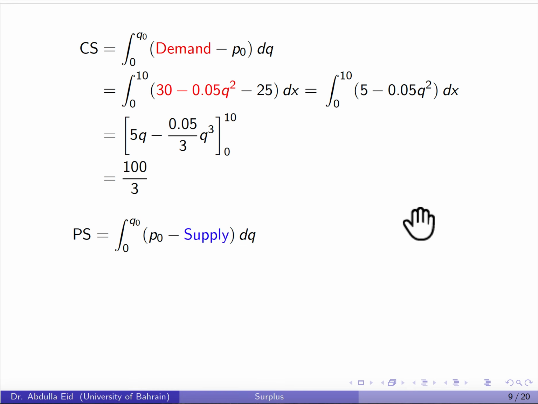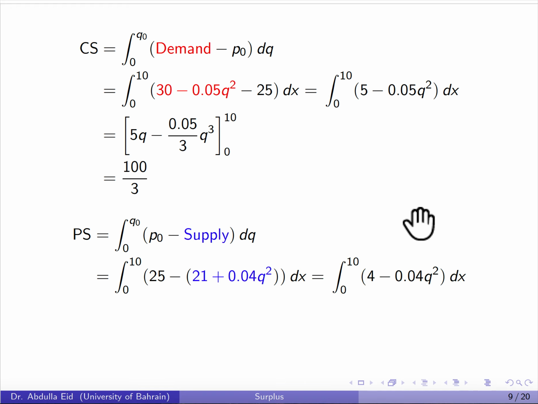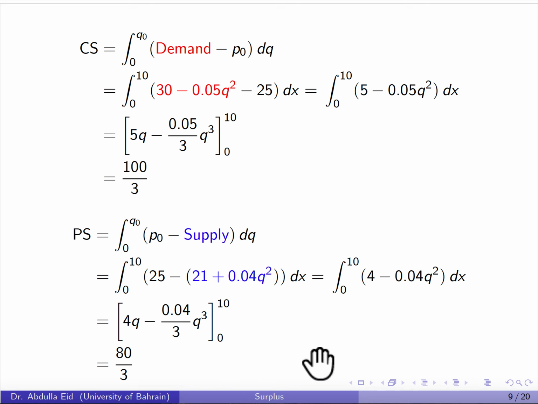We do the same thing for the producer surplus, which uses the same integral. If we simplify it, we get this one. If we do the integration again, the integral of 4 is 4q, and the integral of a q squared is a q to the power 3 over 3. Now substitute 10 and then substitute 0. You get a different number. Of course, you can see here that the consumer surplus is higher. We will talk about what it means for the economy that the consumer surplus is higher, and what happens if the producer surplus is higher. That would be the end of this part.